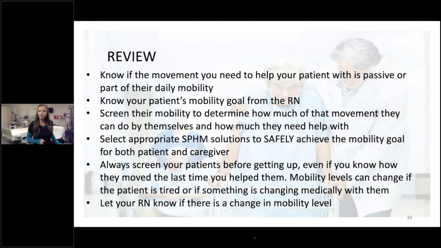That last video you just saw, that patient was able to get up from a higher surface, but that chair was lower than what they could get up from. That's going to result in a lift manually if you assume that they can still get up by themselves. Always do the screen. It takes about 20 seconds to do. Let your RN know if there's a change in mobility goal. Let the provider know if there's a change in mobility level. Let the providers know if that change in mobility level persists over more than 2 shifts.